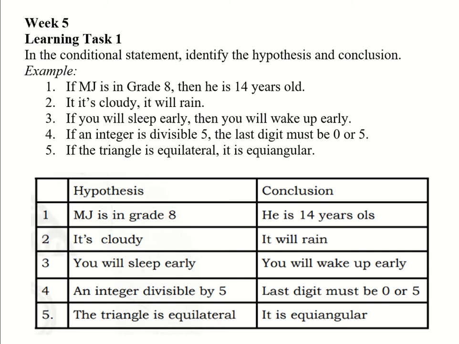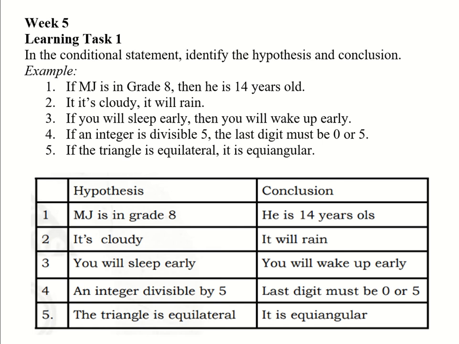If an integer is divisible by 5, the last digit must be 0 or 5. So, an integer is divisible by 5. That is your hypothesis. Your conclusion, oo nga naman, dapat ang digit ay nagtatapos sa 0 at 5 para masabi natin siyang divisible by 5. And last, if the triangle is equilateral, it is equiangular. Ang lahat ng triangle na equilateral ay equiangular. The triangle is equilateral. That's the hypothesis. Your conclusion is, it is equiangular.